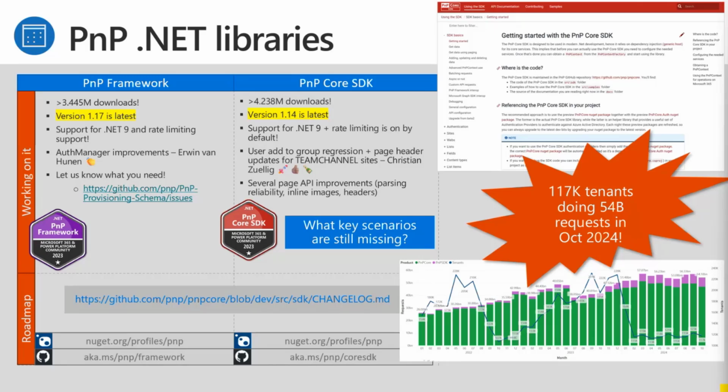Furthermore, we did work on rate limiting. So rate limiting was there in the CoreSDK, but off by default. Now it's on by default in CoreSDK. Plus it is also implemented in PnP Framework, which then also implies that it shows up in PnP PowerShell. So I think we now have rate limiting support across the board.